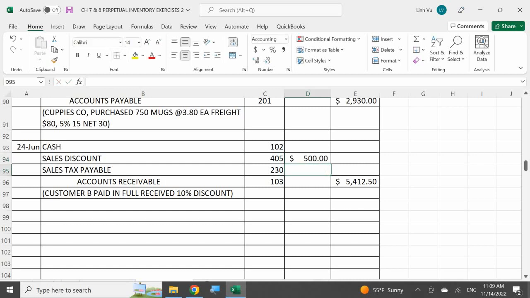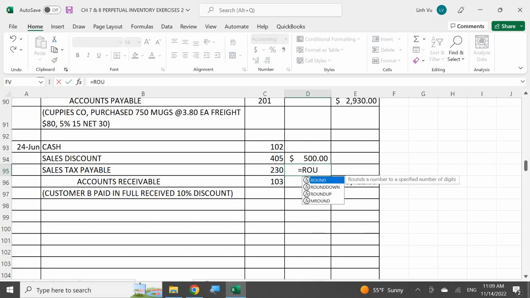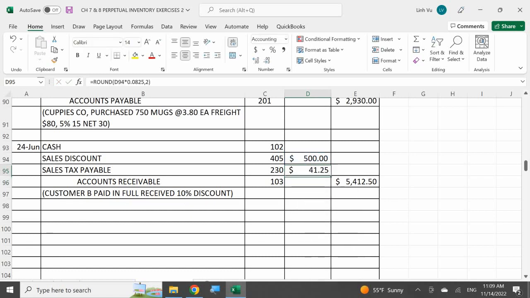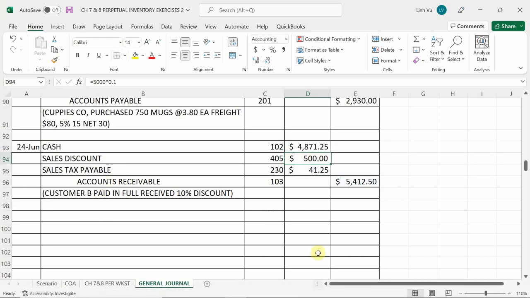It's going to be $500. So how much money am I going to be returning? Or in this case, how much tax am I going to be returning? I'm going to be returning $41.25. So in this case, how much is customer B going to pay? $4,871.25. And once again, this has nothing to do with inventory, so that's what we're going to be receiving.